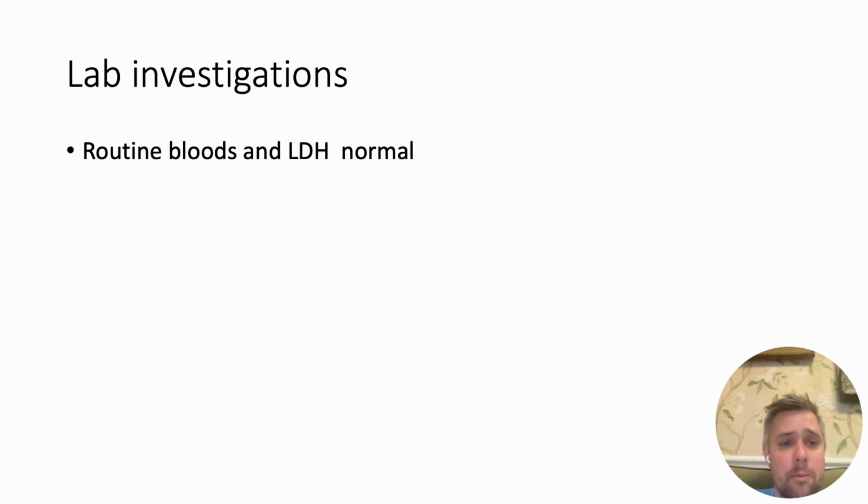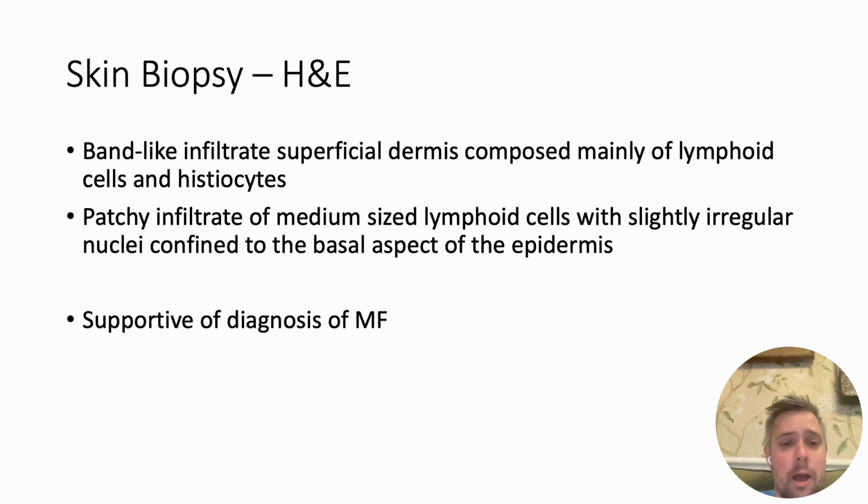So the patient in question had bloods which were normal, including LDH, and they did a skin biopsy. I'll show some photos later of biopsies we might see, but it was reported as a band-like infiltrate in the superficial dermis, composed mainly of lymphoid cells and histiocytes. And then there is a patchy infiltrate of medium-sized lymphoid cells with slightly irregular nuclei confined to the basal aspect of the epidermis. And the picture here looked like mycosis fungoides.